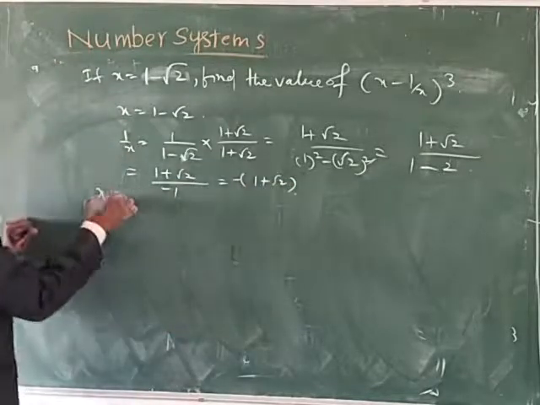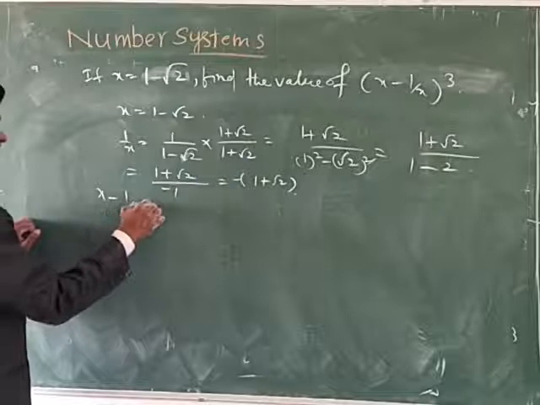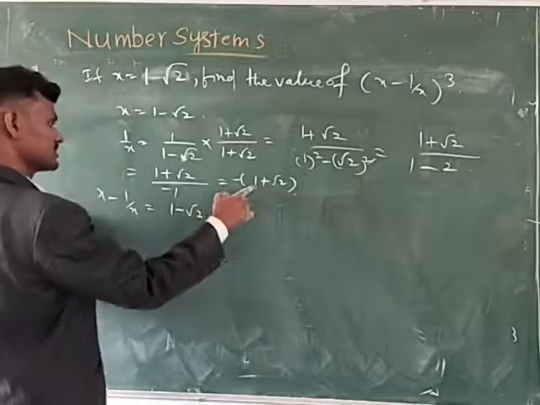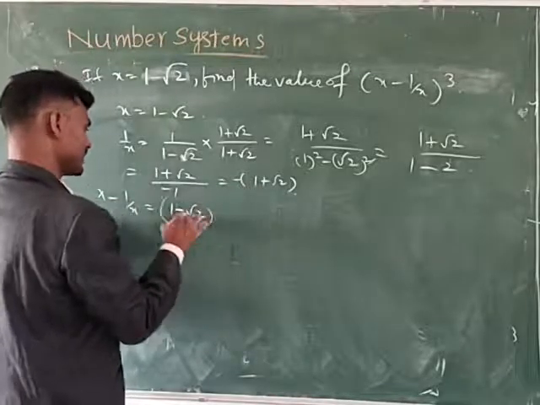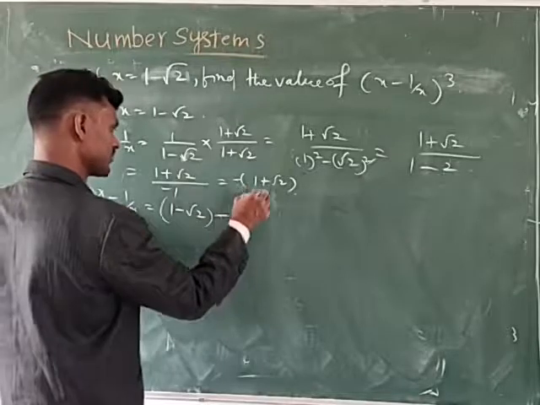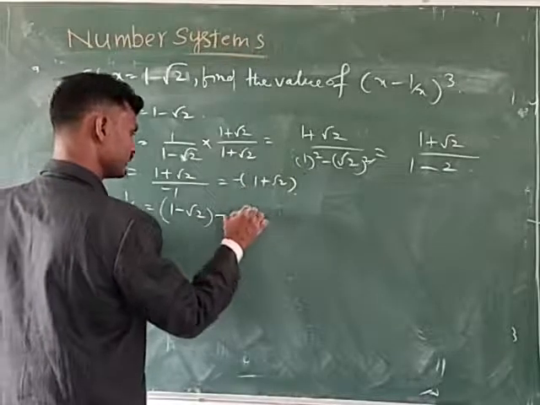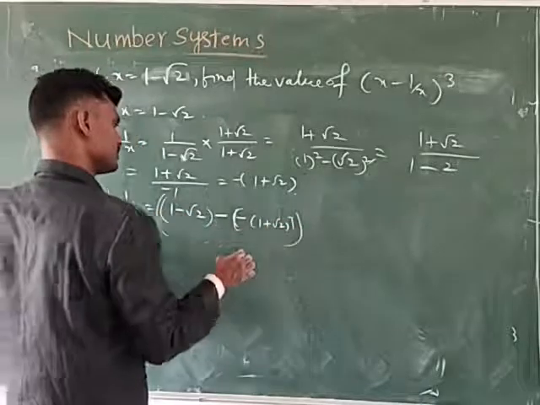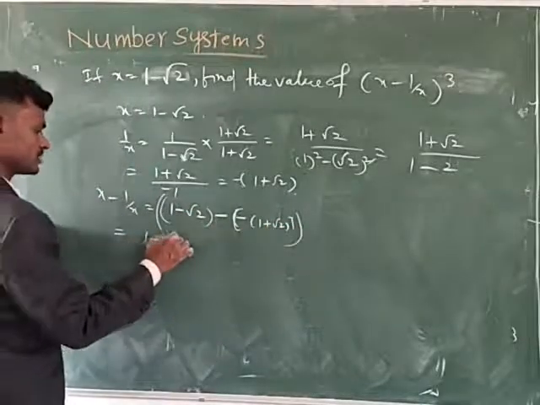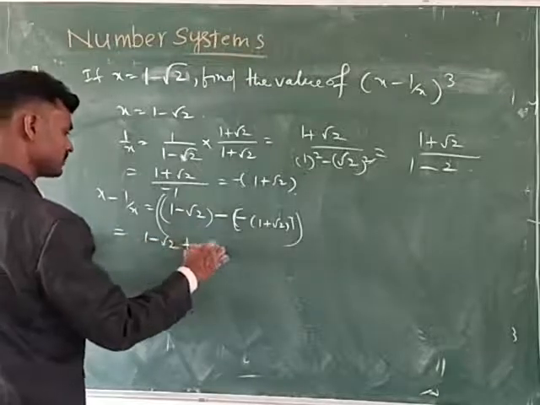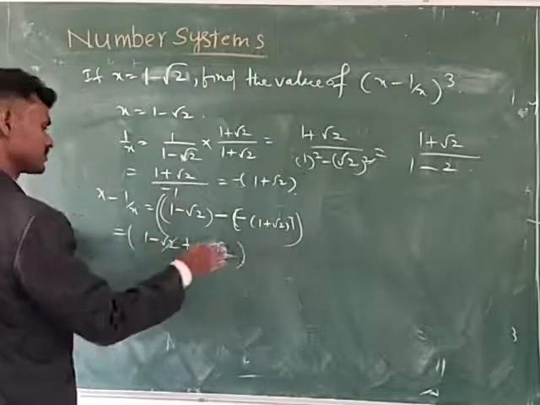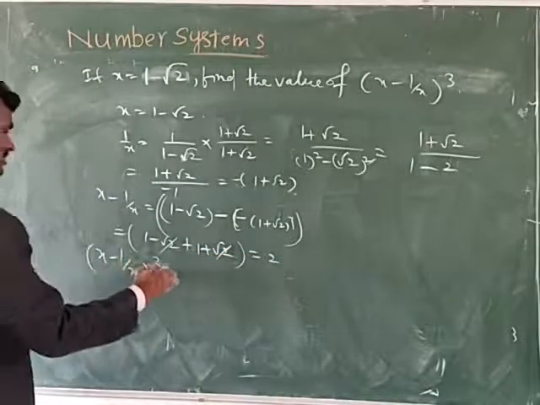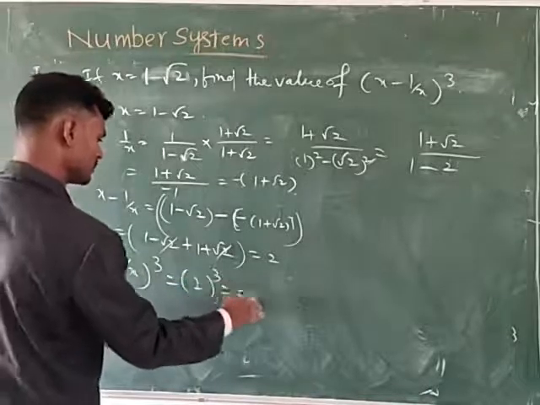Now we find x minus 1 by x. The x value is 1 minus root 2, and here minus, and this is also minus. Minus into minus, here minus of (1 + √2). Now see here 1 minus root 2, minus into minus is plus, 1 plus root 2. Now the root 2 terms cancel, leaving 2. Now (x − 1/x) whole power 3 is equal to 2 power 3, which is 8, the answer.